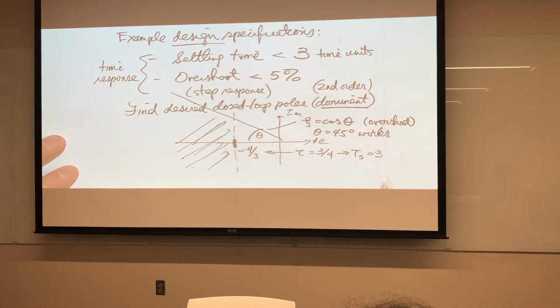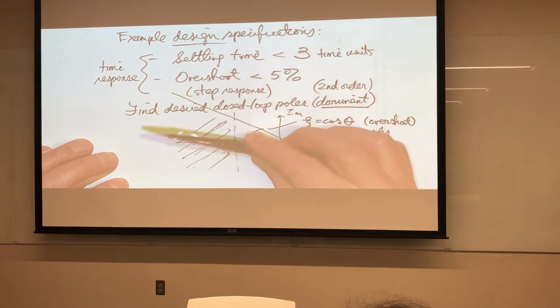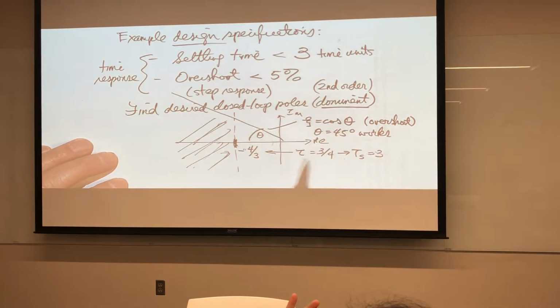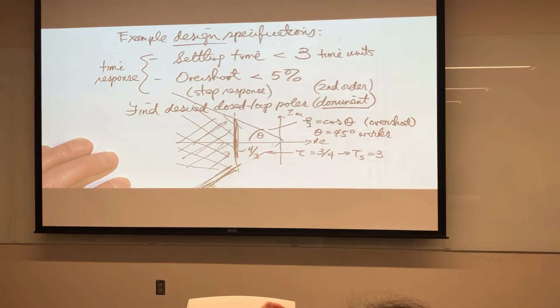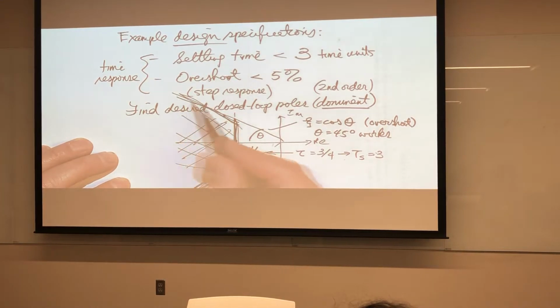So what that means is we need to keep not only the real part of the poles to the left of this line, so it needs to be over here, but we also need to pick poles that are below this line. So if we take the intersection of both sets, then we get an area that's like this.